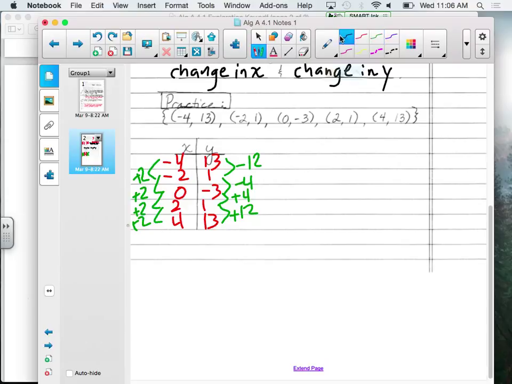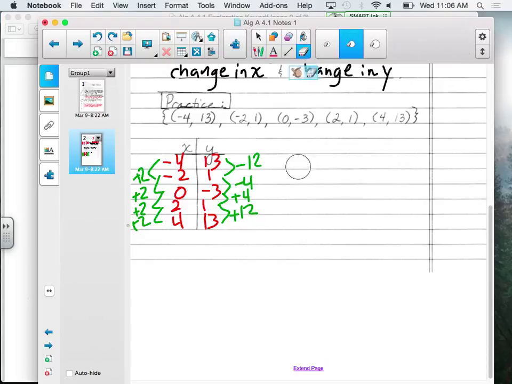So, since there's not a constant change in x that corresponds with a constant change in y, which means that since one of them is not changing constantly, is this a function? No.